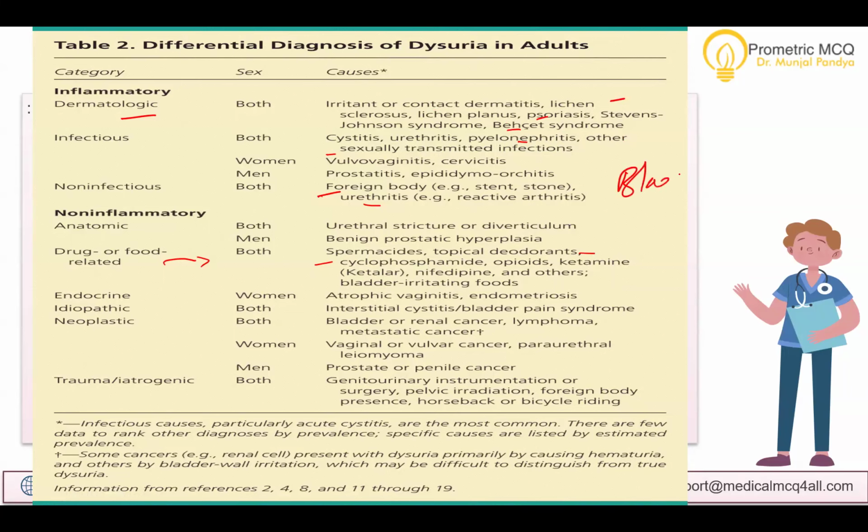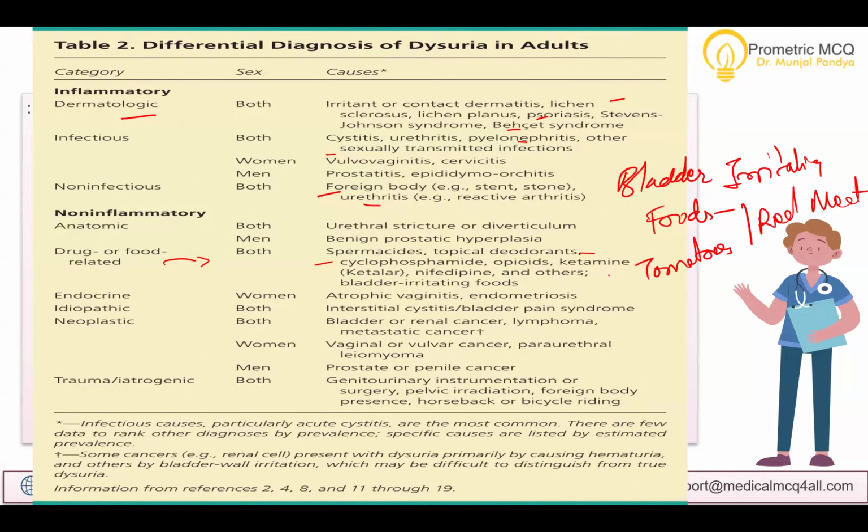So there was a question on bladder irritating foods in the Kuwait medical exam. So bladder irritating foods, if you want to know, it has to be your tomatoes, then your red meat.